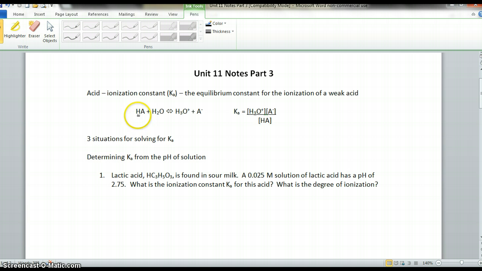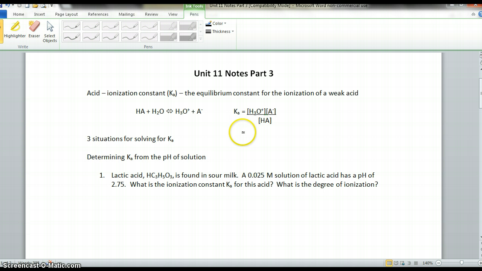For sulfuric acid, it would be H2SO4. But more importantly, it's anything with the H out in front. And you're always going to form hydronium and the A minus ion. Ka then is hydronium times A minus over HA. We leave water out because water is a liquid and has a constant concentration.